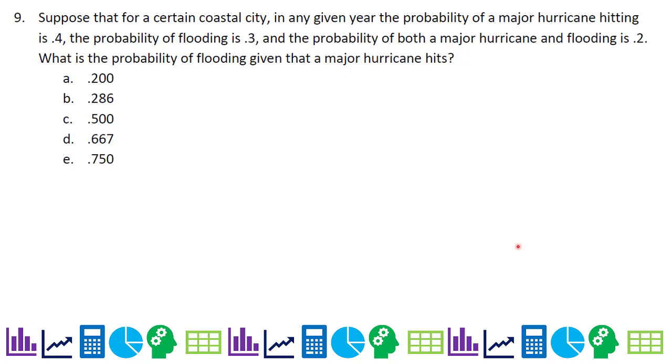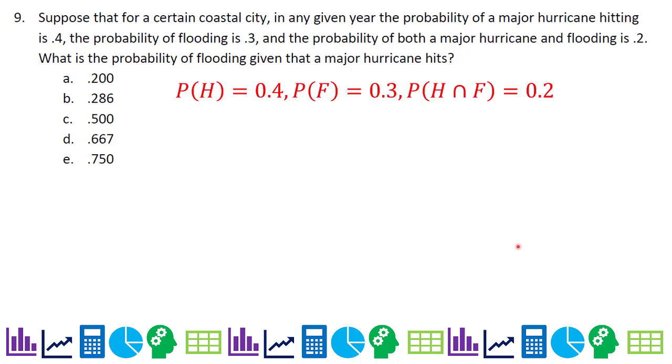Number 9, suppose that for a certain coastal city in any given year, the probability of a major hurricane hitting is 0.4. The probability of flooding is 0.3, and the probability of both a major hurricane and flooding is 0.2. What is the probability of flooding given that a major hurricane hits?